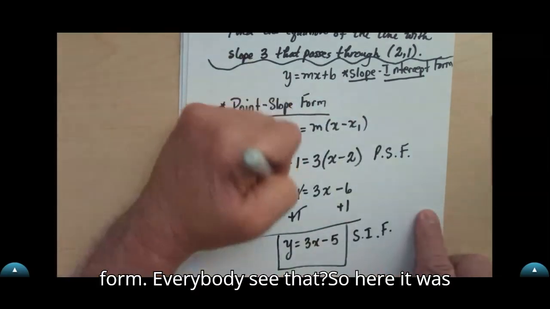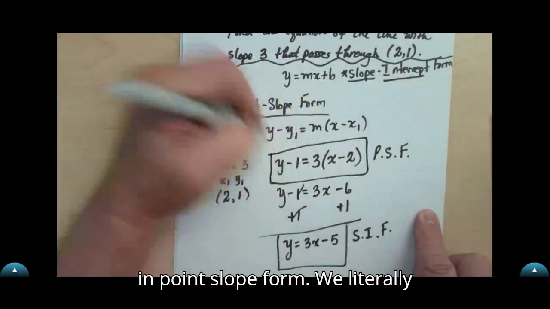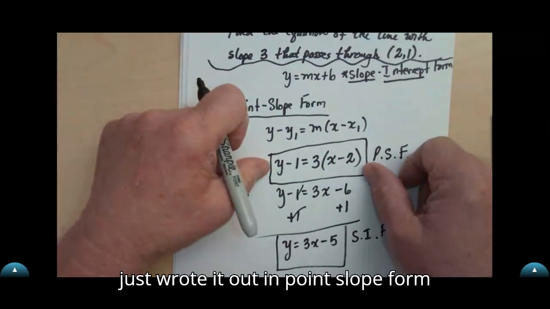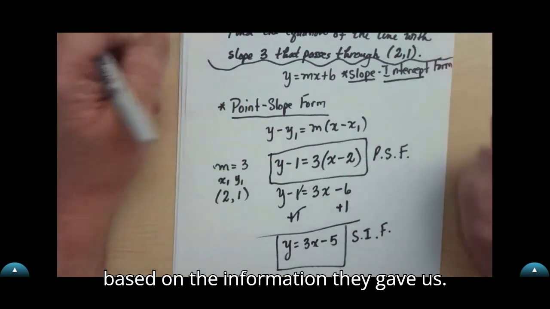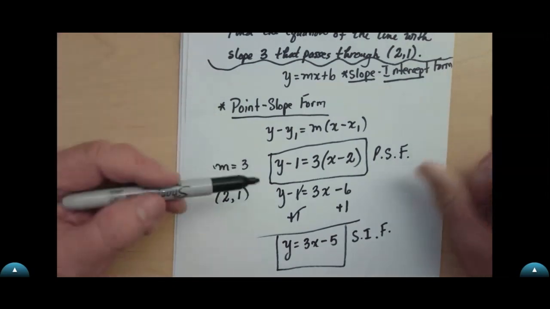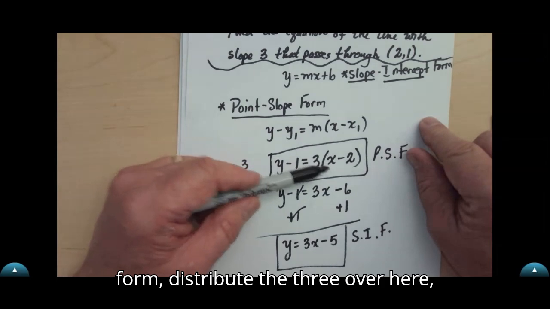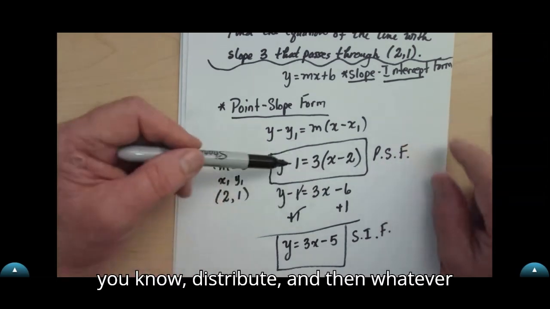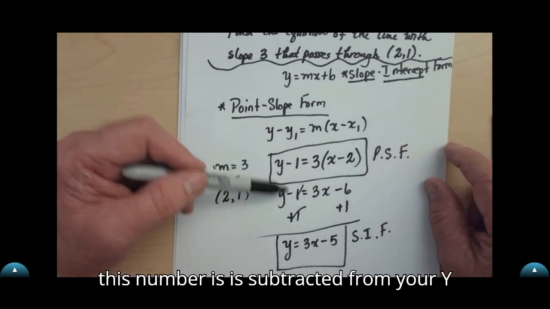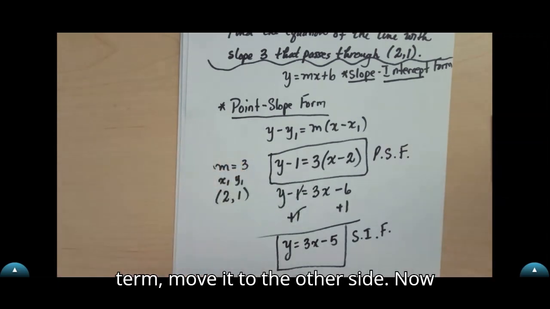Everybody see that? So here it was in point slope form. We literally just wrote it out in point slope form based on the information they gave us. Then once you have it in point slope form, distribute the 3 over here, and then whatever this number is subtracted from your y term, move it to the other side.